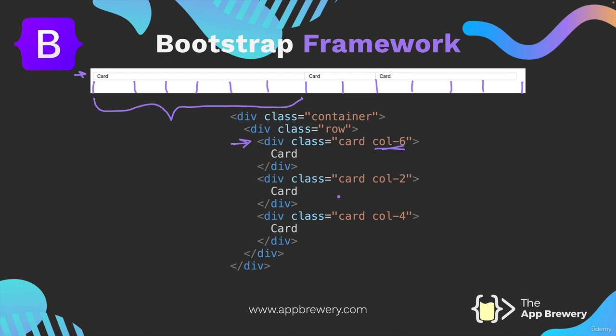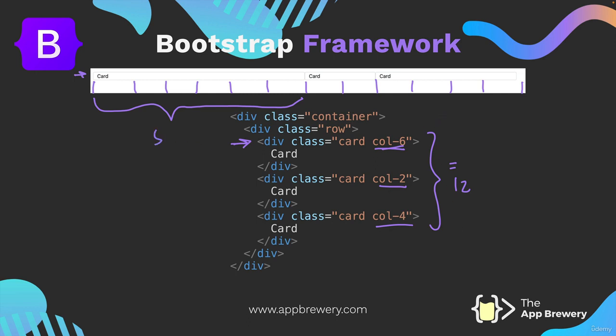Now I can create other cards in here. So this one's going to take up 2 of the columns, and this one's going to take up 4 of the columns. And added together, they add up to 12, which means that it's going to take up the entire width. So we've now got 3 cards taking up the entire width of the website. But as we resize the website, then it's going to respond.